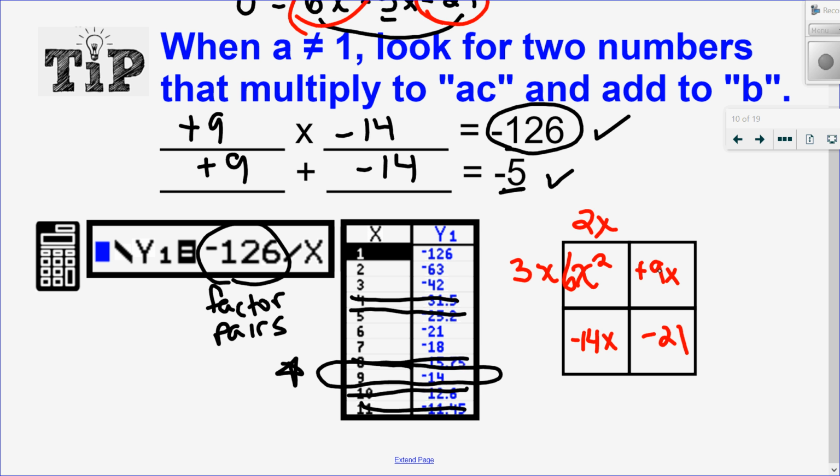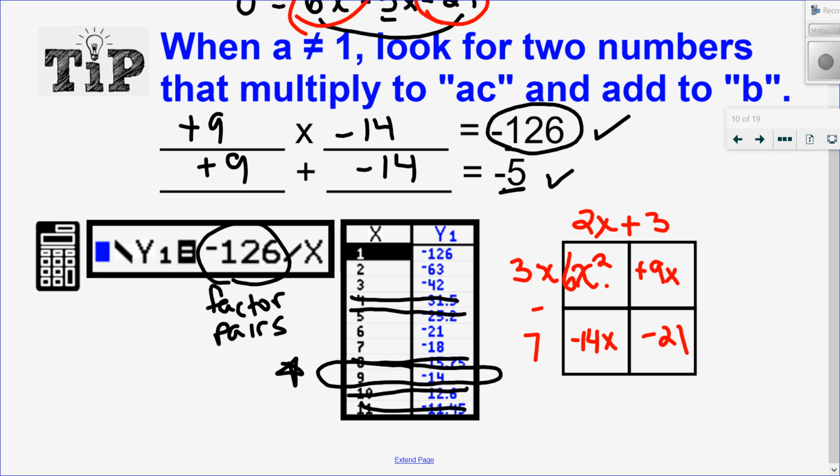The GCF between 9 and 21 is positive 3. So I can just check: 3 times 3x is 9x, that's good. And then here, 3 times what number gives me negative 21? Well, that's a negative 7. So I can just check everything here.